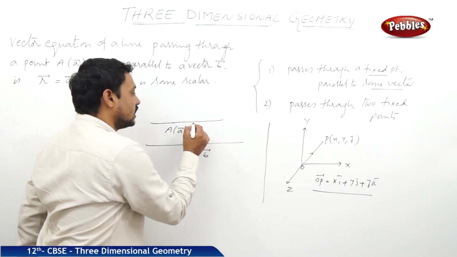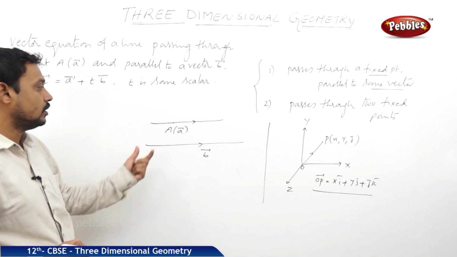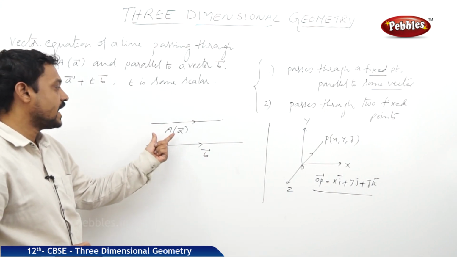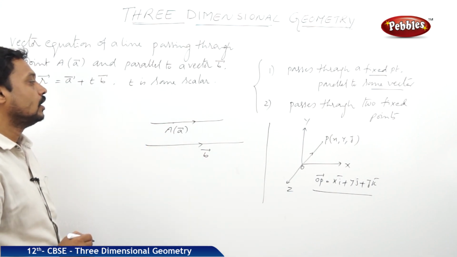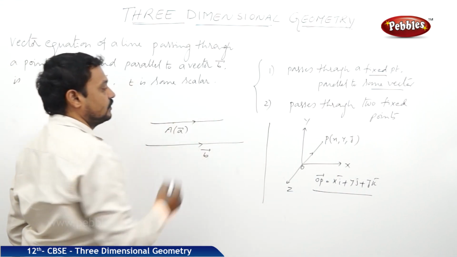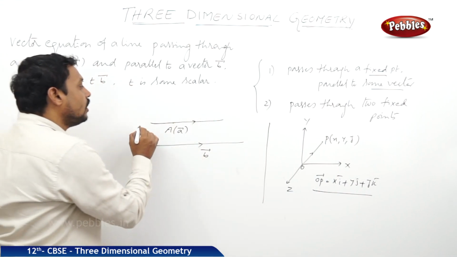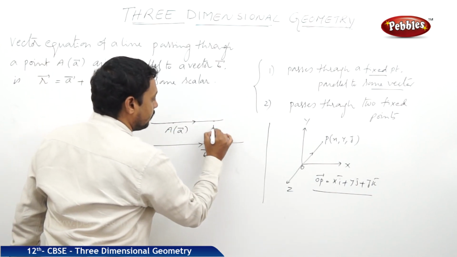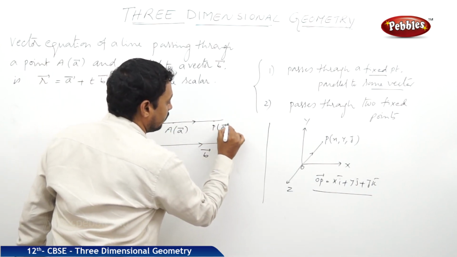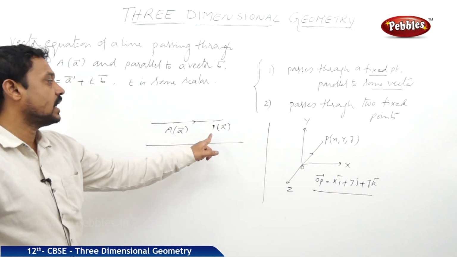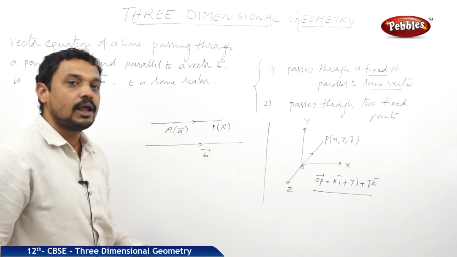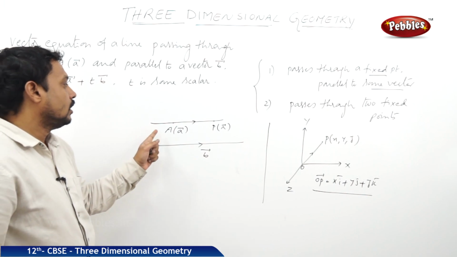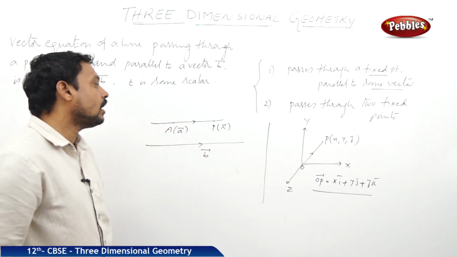Now this is the line or a vector which is parallel to B bar as well as passing through A bar. Now what is the equation of this line? Let us take any point on this line. Let it be some P with the position vector R bar. Here P is a variable point on the line with the position vector R bar.